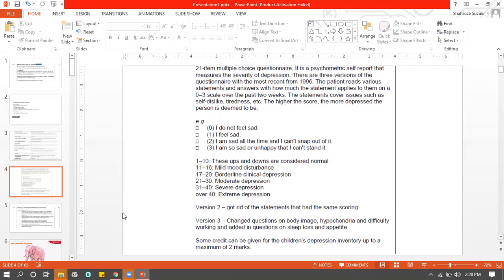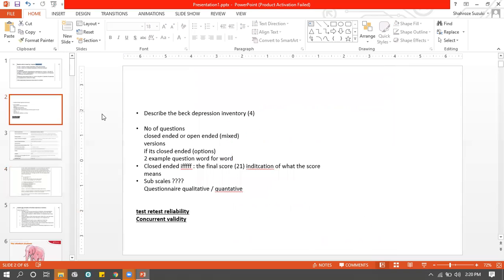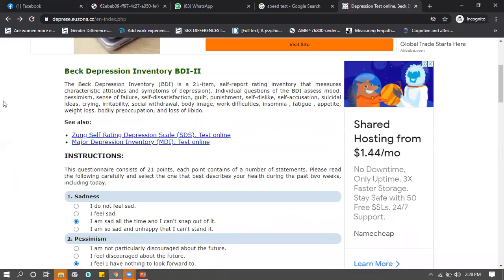BDI, Beck Depression Inventory, has 3 versions, version 1, 2, 3. We're using the second version. Also, BDI has a kids version as well. What do I mean? See, this is for adults. Kids have a different sort of depression, so their test is going to be slightly different than the adult version of BDI. Why is it a good thing? Because it means that BDI can also be applied to kids.